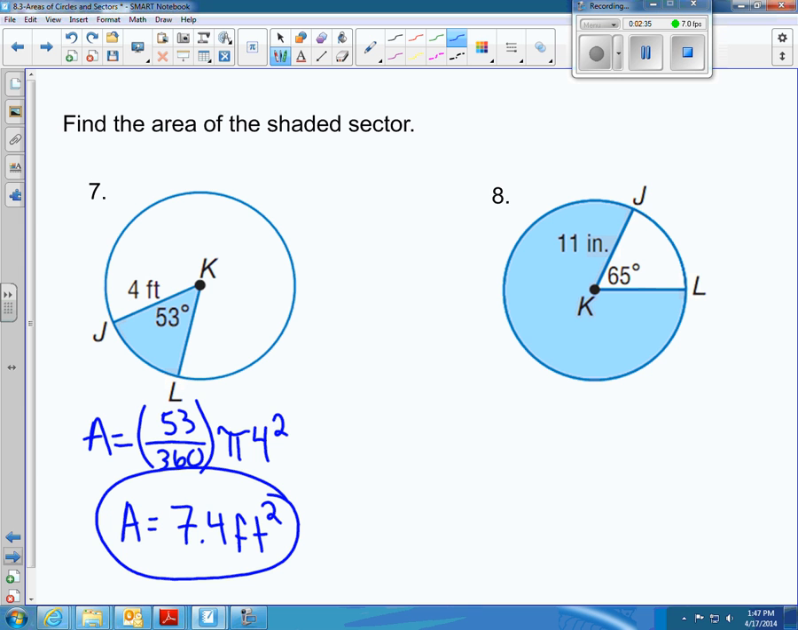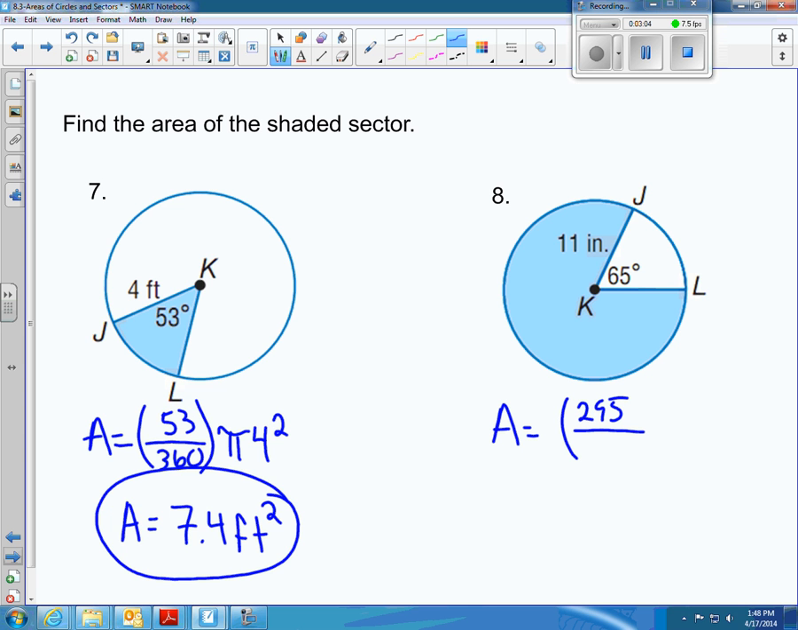Taking a look at number 8, again we're talking about the shaded area, so the shaded sector is what we want. But we don't have the angle measure for the shaded sector. How are we going to find that angle measure for the shaded portion when we only know the angle of the unshaded? We're going to take 360 and subtract that 65 from it, because 360 is our whole circle, so we subtract out what we know. That's going to get us 295.